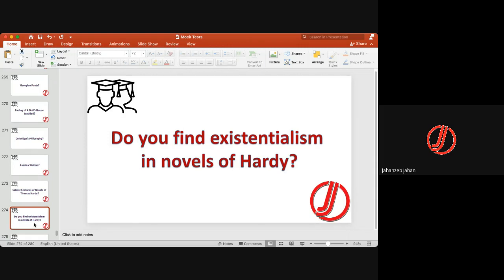Do you find existentialism in the novels of Hardy? So when we talk about his novels, we get to know that he viewed man principally from the existential point of view. The unifying element in his existential perspective was his preoccupation with human existence in metaphysical form. Hardy's pessimistic ideas in his major novels, they foreshadowed existentialism in modern literature.